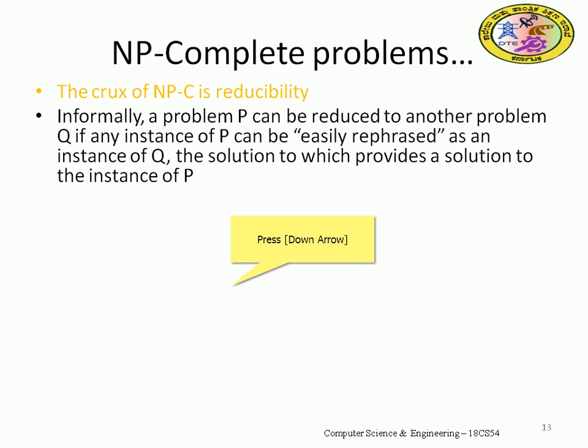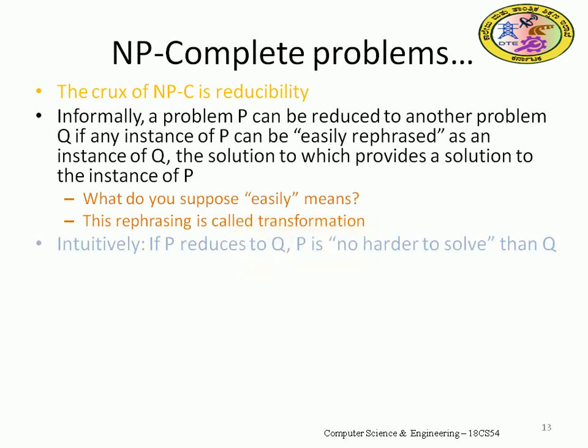So that p and q are related. This easy rephrasing is called a transformation. You can transform the bigger problem into a smaller problem. So transformation. Intuitively, if p reduces to q, p is no harder to solve than q.